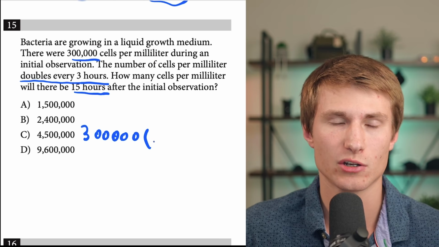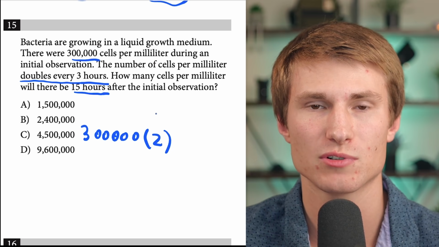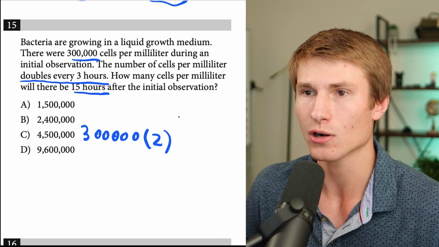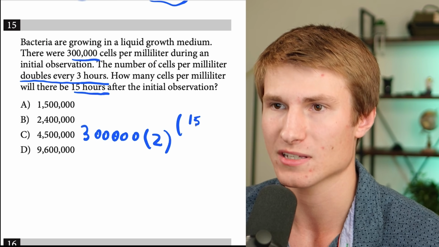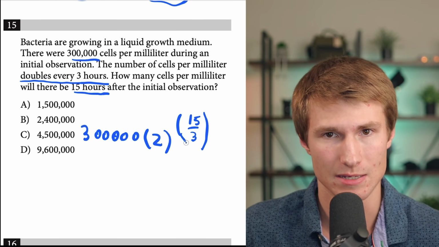Now we're going to be using the equation for exponential growth. Keep in mind, we are doubling every 3 hours. Since we're doubling, a 2 is what's going to go in these parentheses. Now, we are going to raise it to the power of 15 over 3. And I'm going to explain why here, and it's very important you pay attention because this equation is commonly tested on the SAT math section.